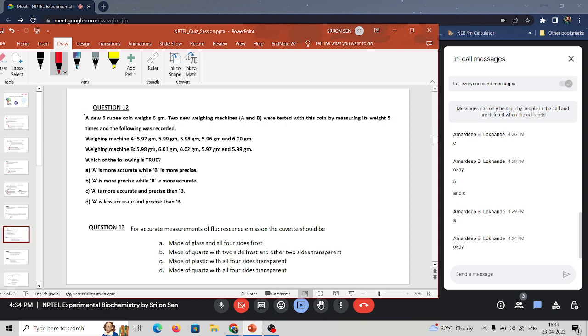Right. Question number 12. A new 5 rupee coin weighs 6 grams. Two new weighing machines A and B were tested with this coin by measuring its weight 5 times, and the following were recorded. Weighing machine A: 5.97, 5.99, 5.98, 5.96 and 6. Weighing machine B: 5.98, 6.01, 6.02, 5.98 and 5.99. Which of the following is true? A is more accurate, B is more precise. A is more precise, B is more accurate. A is more accurate and precise than B. A is less accurate and more precise than B. Which of the following is correct?